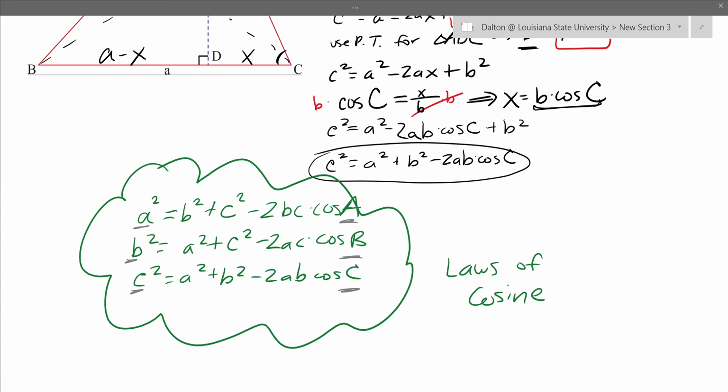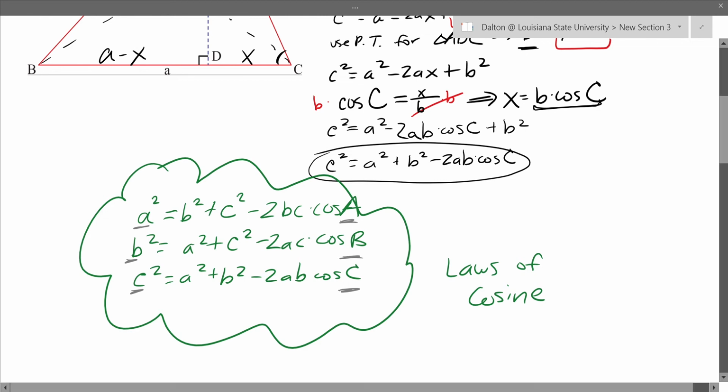So in the first one, a squared, that means the other stuff is b squared plus c squared minus 2bc. And then the rest follow that same pattern, b squared equals a squared plus c squared minus 2ac. Okay, so those are the laws of cosine. Now let's do some examples with it.